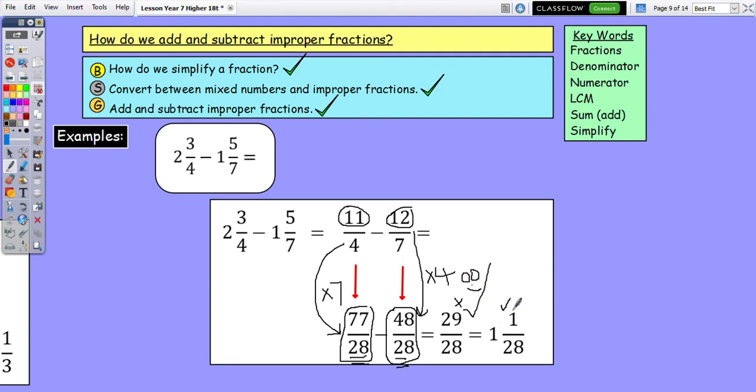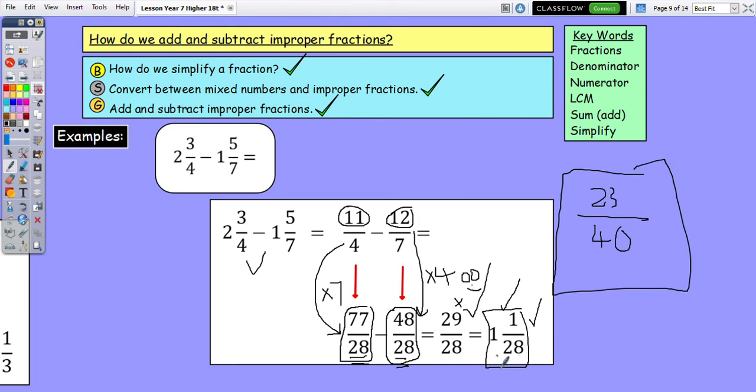However, this is the preferred answer because our question was given as mixed numbers. If we can, we'd like our answer as mixed numbers. Obviously, if you get an answer of 23 over, say, 40, you can't convert that to a mixed number. That would just be the answer. I only convert it to a mixed number when this is an improper fraction. Okay? Beautiful.